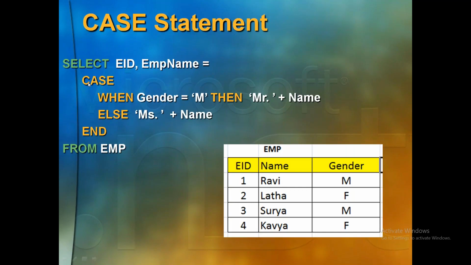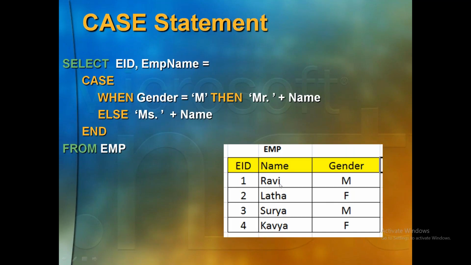So how can you get the title? Title can be given with the help of the case statement. What is the column name? The column name is employee name. If the gender equals male, you are going to concatenate. This is concatenation, right? And this is a string, a constant value. Name is the column name. So it will take Ravi and add Mr. because it is M. For the next row, if it is true, then for Lata it is going to add Miss.